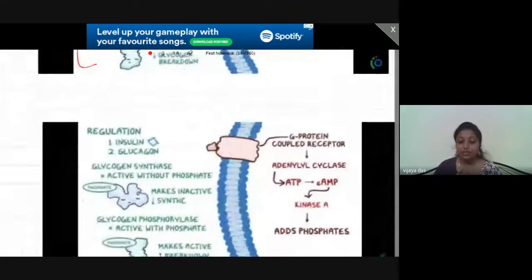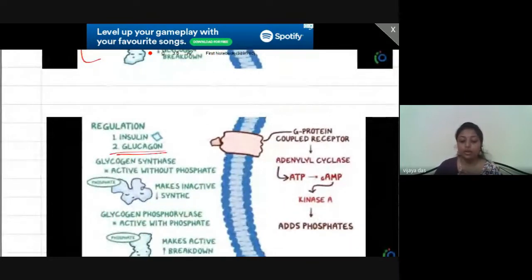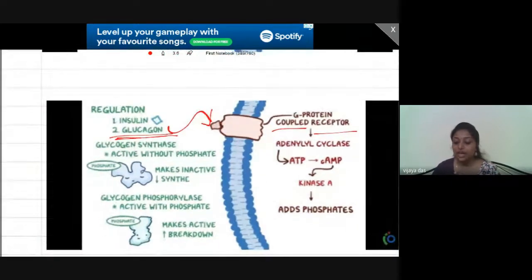Simultaneously, you see the function of glucagon, just the opposite function it will do. So this hormone glucagon, when it binds to the cell surface, binds to another receptor. Insulin was binding to tyrosine kinase, while glucagon binds to a G-coupled receptor. You don't need to remember the name, just remember one thing, that when it binds to the cell membrane, it generates the activity of kinase. Activity of kinase means now this kinase will add the phosphate.